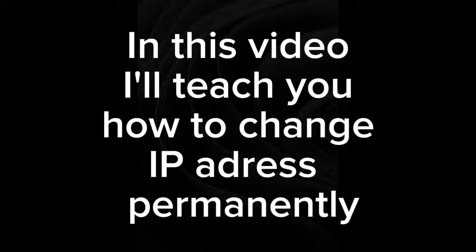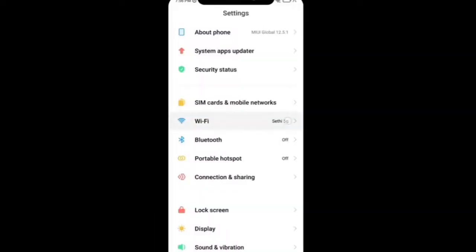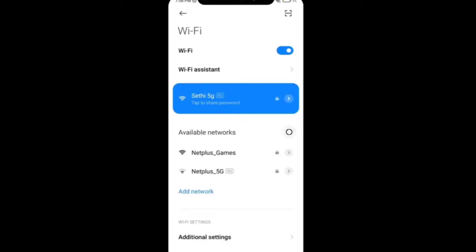Today we will learn how to change the IP address on your mobile phone. So let's start. First of all, you have to open Settings on your mobile phone. Then you have to click on Wi-Fi. After opening the Wi-Fi settings, you have to open the settings of your connected Wi-Fi.